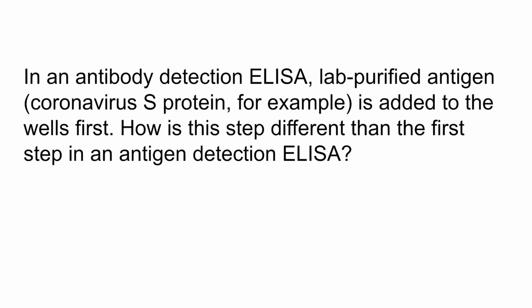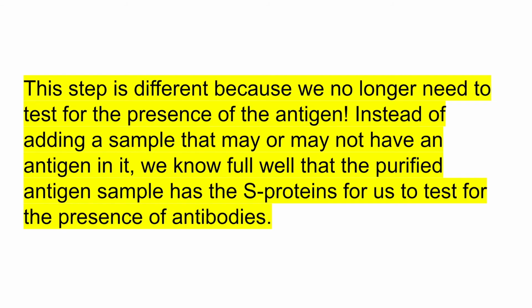First up, in an antibody detection ELISA, lab-purified antigens, such as a coronavirus spike glycoprotein, or S protein, is added to the wells first. How is this step different than the first step in an antigen detection ELISA? Well, this step is different because we no longer need to test for the presence of the antigen. Instead of adding a sample that may or may not have an antigen in it, we know full well that the purified antigen sample has the S proteins for us to test for.